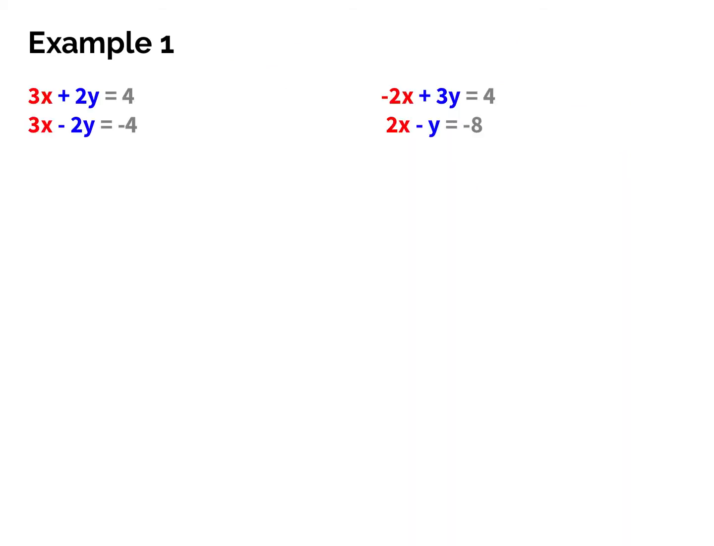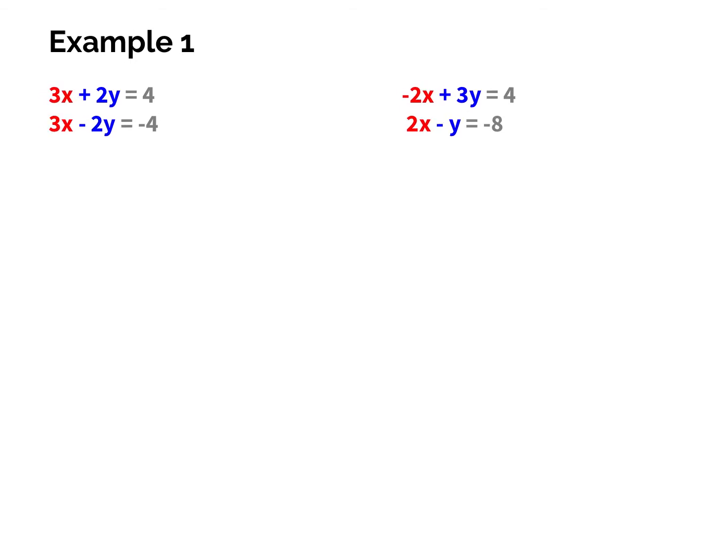So here I have 3x plus 2y equals 4, and 3x minus 2y equals -4. So I'm going to solve this by elimination. What I'm looking for is equal and opposites. Hopefully you can see the y's. I have 2y and -2y. Those are equal and opposite. The x's, however, are just equal. They're not opposites. So I can eliminate the y's.